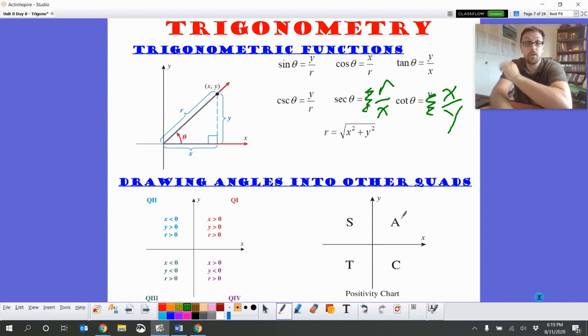In this quadrant, all 3 of our trig functions are positive. In this quadrant, sine is positive, but tangent and cosine are negative. Here, tangent is positive, but sine and cosine are negative. Here, cosine is the only thing positive. So this is talking about who's positive in what quadrants.